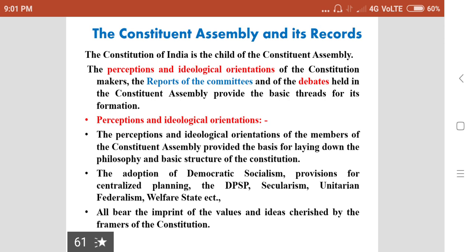The adoption of democratic secularism, provisions for centralized planning, the directive principles of state policy, secularism, Unitarian federalism, welfare state, etc., all bear the imprint of the values and ideas cherished by the framers of the Constitution.